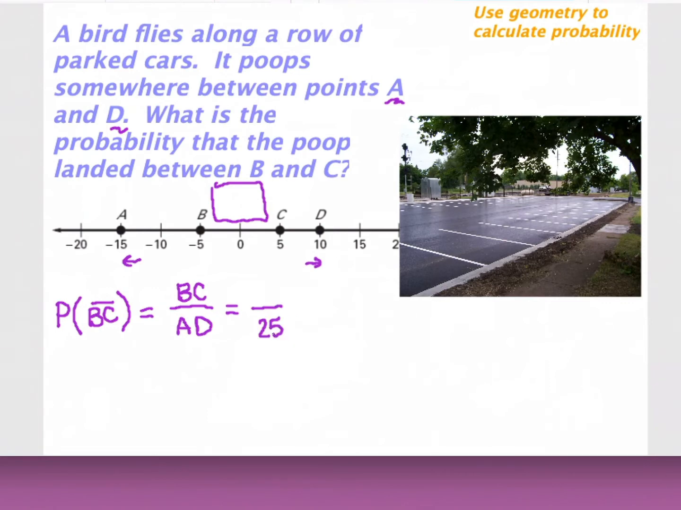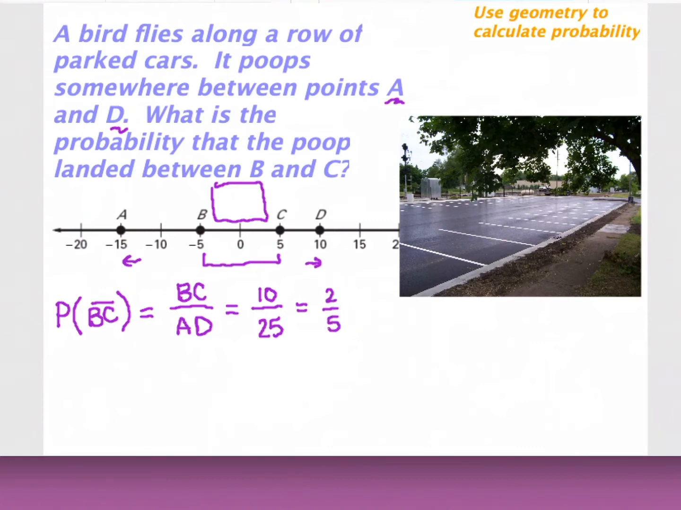What are the chances that it let loose between B and C? Well, that's the width of 10. So this is how we would use length to talk about probability. We could say that the probability is 10 out of 25. We could also reduce that to 2/5.